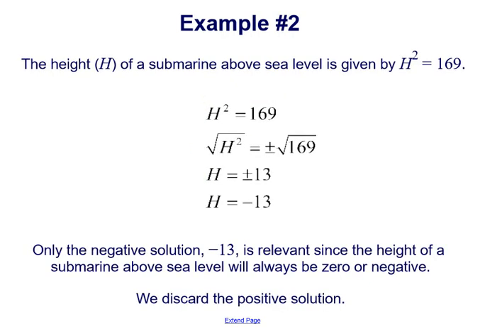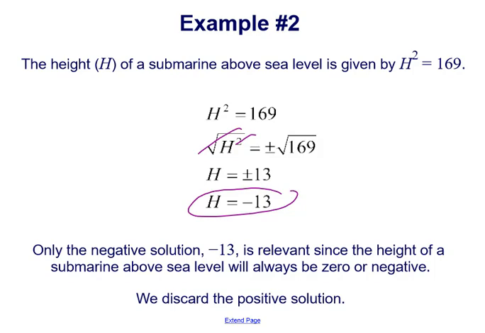Well, here we take the square root of h squared, so that undoes the squaring and leaves us with h. Now, if we're thinking about 13 and negative 13, think of a submarine. Only the negative solution of negative 13 is relevant since the height of a submarine above sea level will always be 0 or negative. You're going below sea level, so that's negative from being above sea level. So it's going to be that negative answer only of h equals negative 13. So in this case, we actually discarded the positive solution.